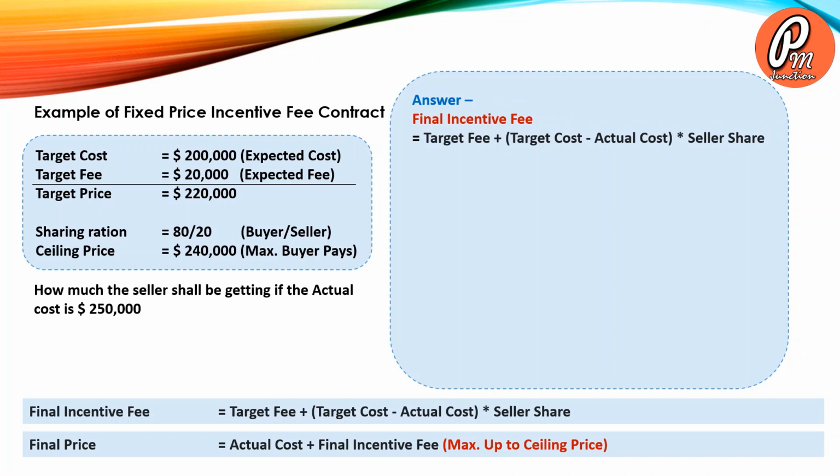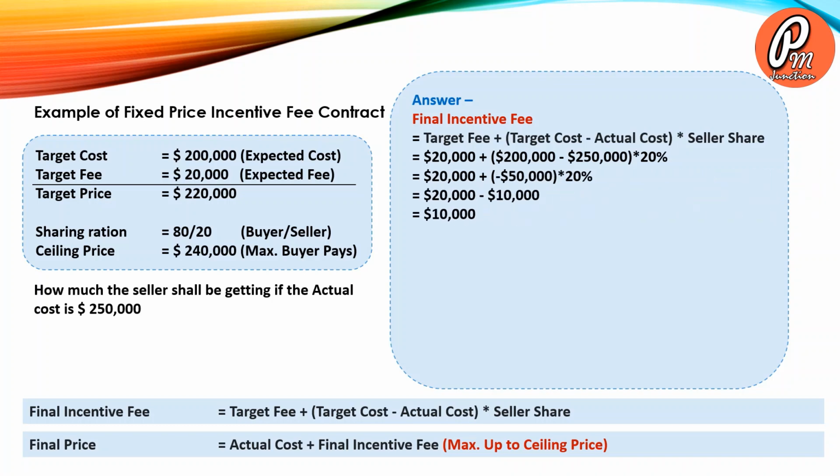So the first thing is we need to calculate the final incentive fee. The target fee is $20,000, the target cost is $200,000, and the actual cost is $250,000, and multiplied by the seller share, that is 20%. So the final value comes out to $10,000.